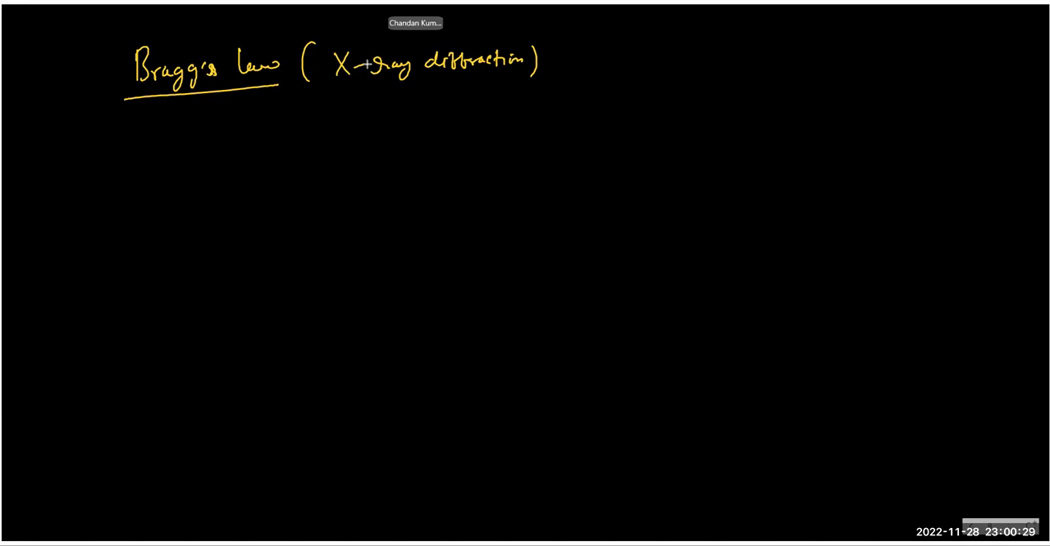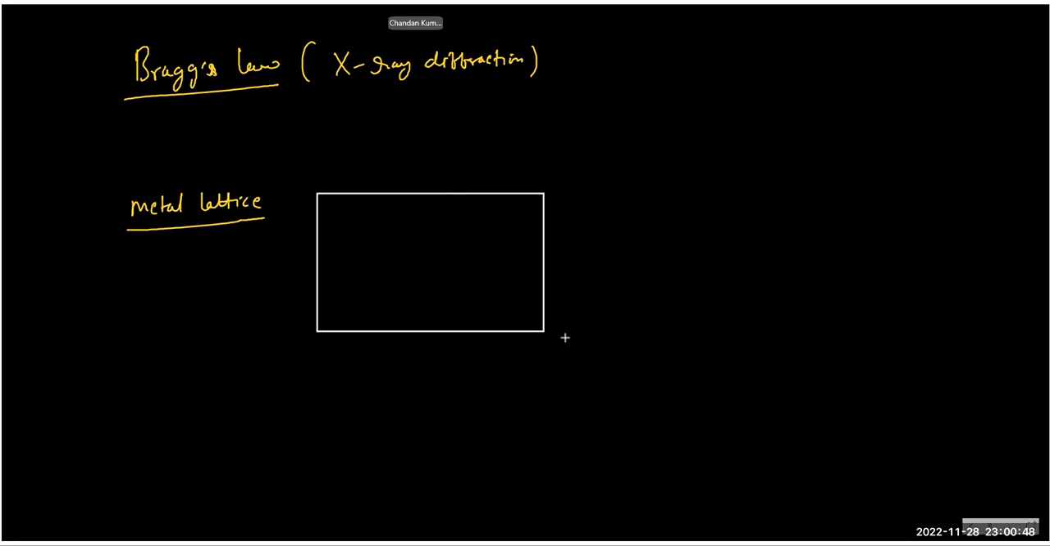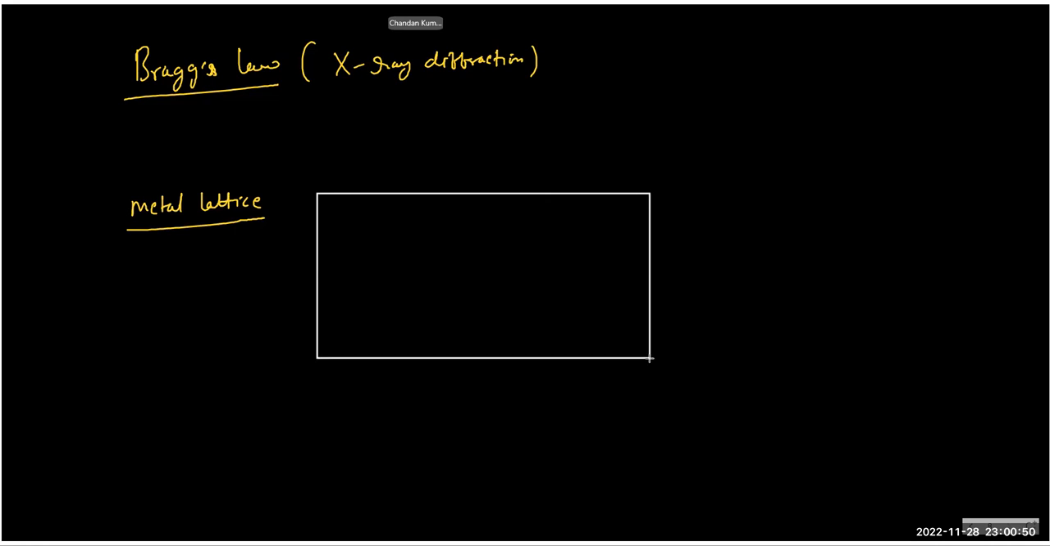So in case of a metallic lattice, in case of a metal lattice, have you heard this name, metal lattice in solid state? Yes. So in a metal lattice, what happens? We have a very arranged geometrical pattern of atoms. So atoms are arranged in some finite geometrical pattern. That's called a lattice.